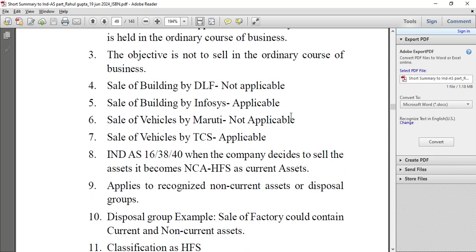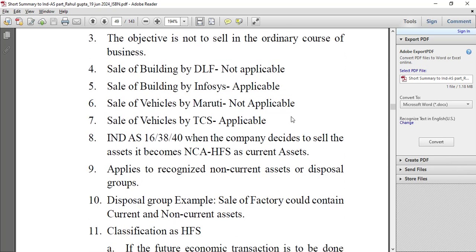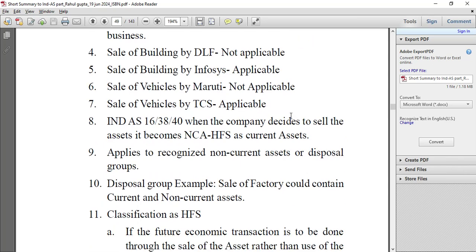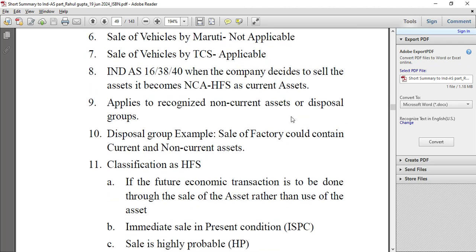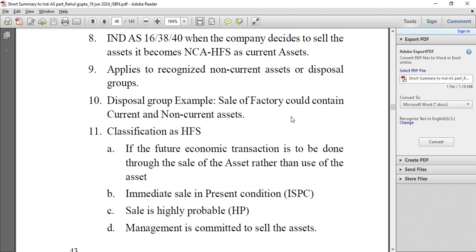Current assets apply to recognized non-current assets or disposal groups. Disposal group example: sale of a factory could contain current and non-current assets. Classification as held for sale: if the future economic transaction is to be done through sale of the asset rather than use of the asset, then it is held for sale.